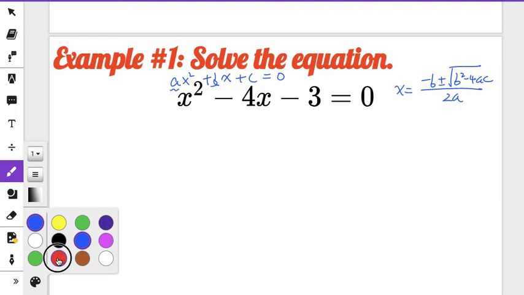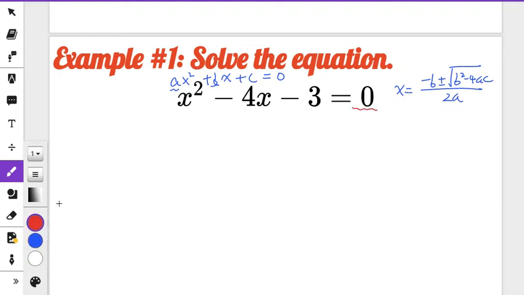But you always want to double check, do we have 0 at the end? Since we do, we don't need to make any extra changes. Then let's just figure out the numbers. a is, as you can see, there's an invisible 1 here, so a is 1, b is negative 4, c is negative 3. Now we just plug in the values.